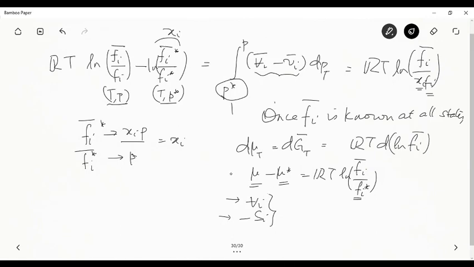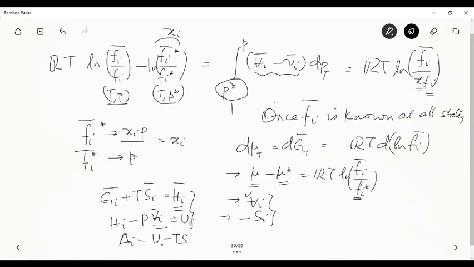So differentiating with respect to temperature and pressure, we get v i and s i. And once this is available, and this is basically g i bar, g i bar plus T s i bar would give me h i bar. Once h i is known, h i minus P v i would give me u i, which I can determine because v i is known and T and P are known. Similarly, a i bar is u i bar minus T s i bar, so I can calculate.